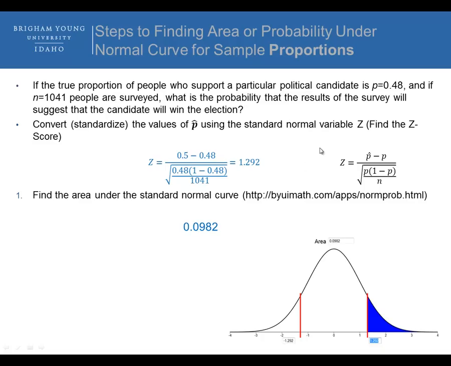And that's the probability, given that the population proportion is 0.48. That's the probability of getting a sample with a sample size of 1,041 where the results of the survey will suggest the candidate will win the election.